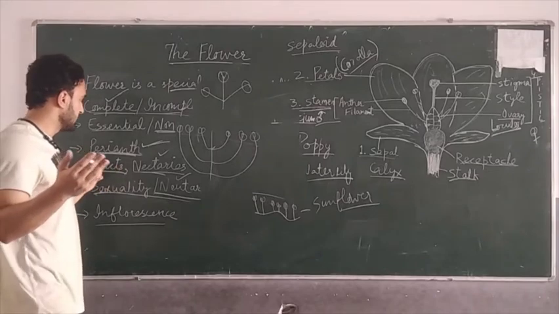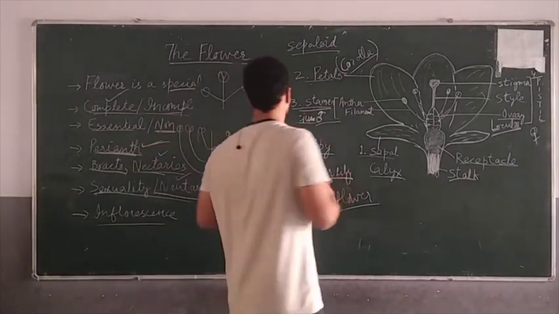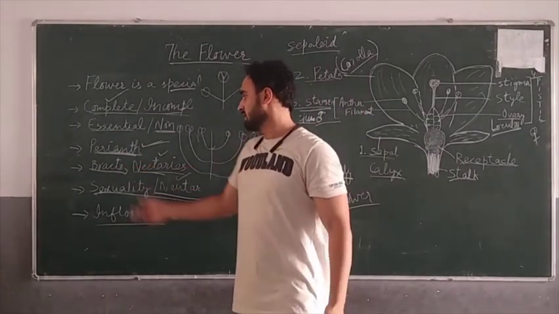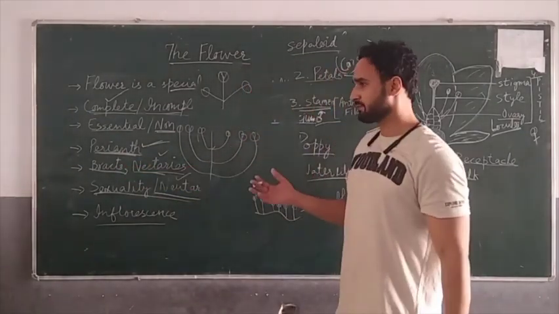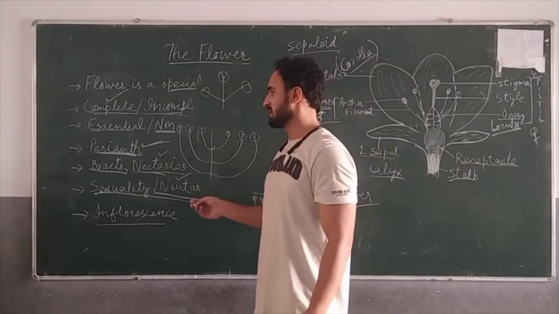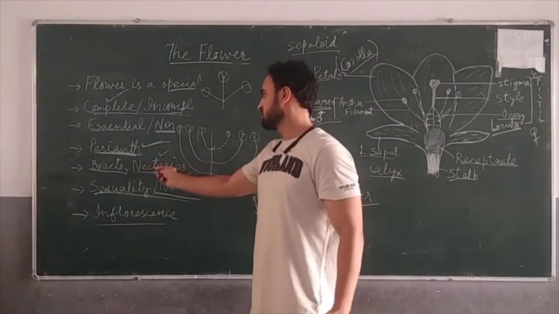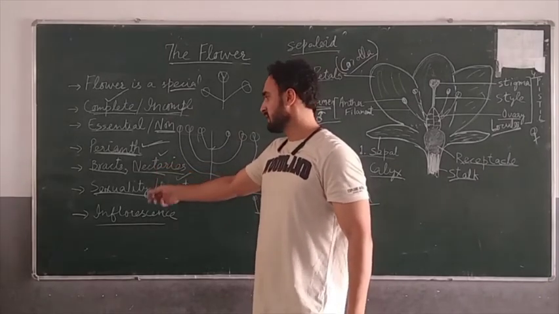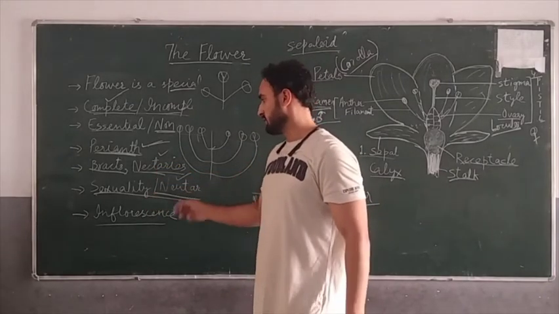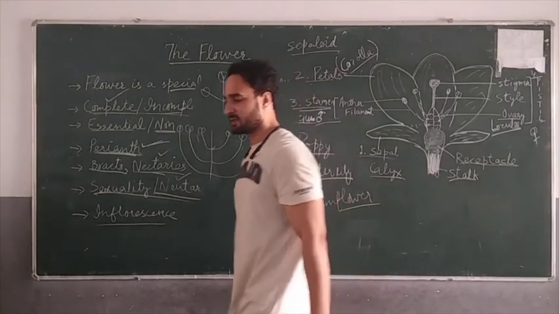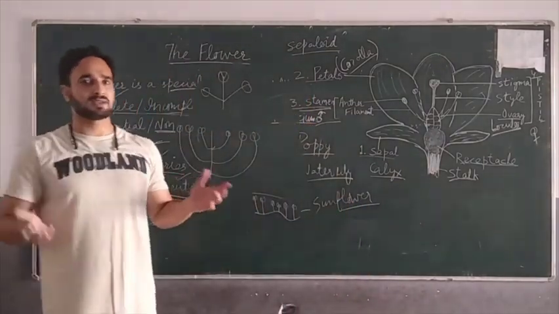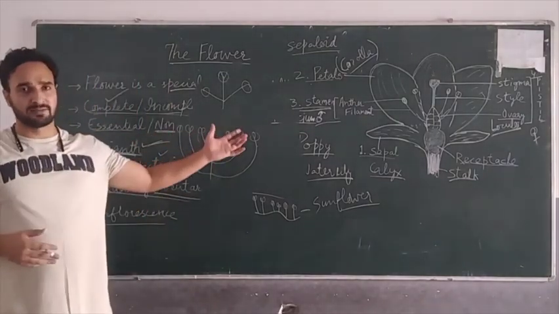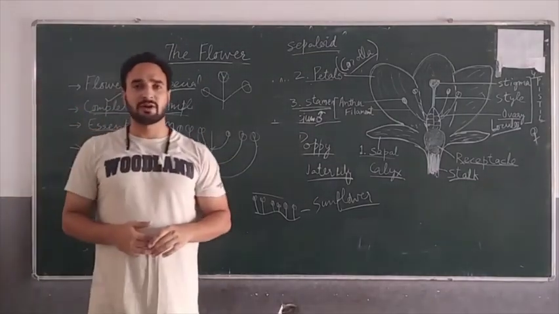We studied the perianth, when the sepals and petals cannot be differentiated from each other. And we also studied the bracts. When the flower is arising in the axil of a leaf, those leaf-like structures are called the bracts. We also studied the nectaries. These are the glands which are producing the nectar, the sexuality in flowers, and also the inflorescence. So this is all about the basic knowledge about the structure of a flower and the different floral parts. Understand? So this is all about this lecture.